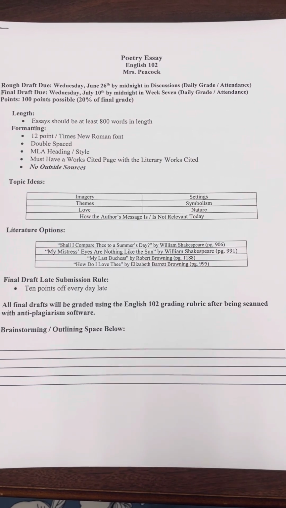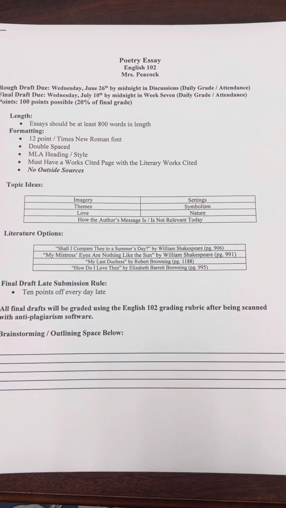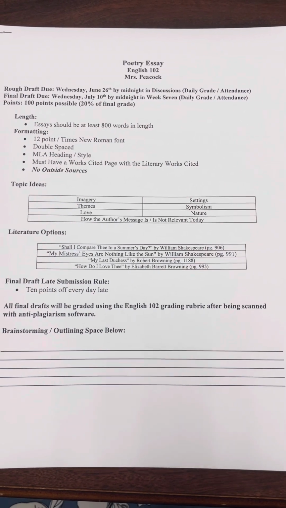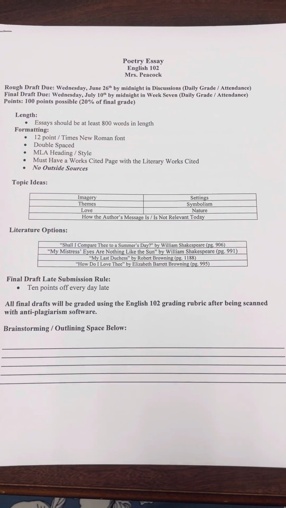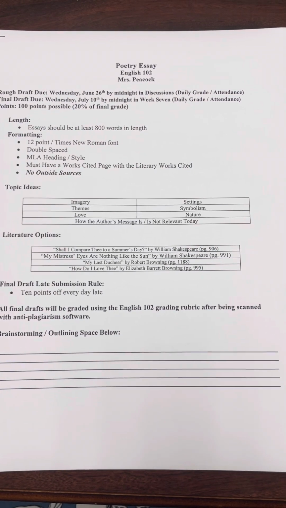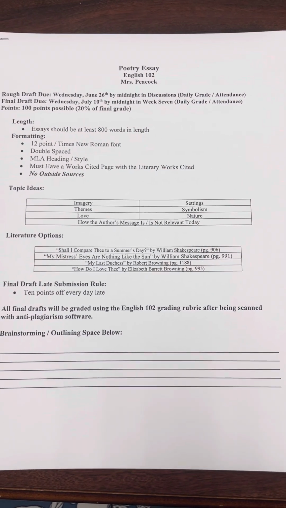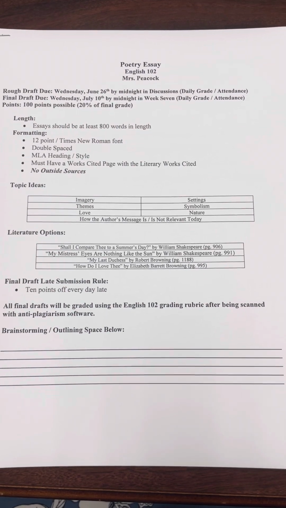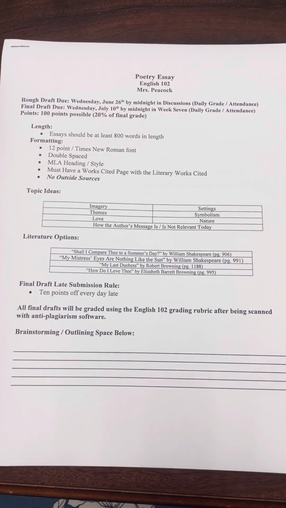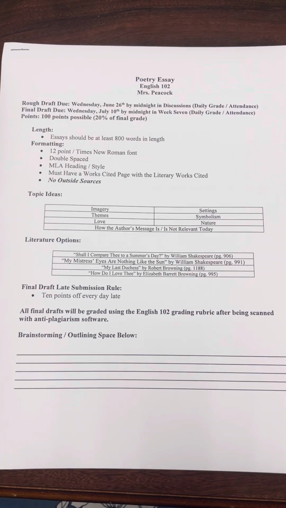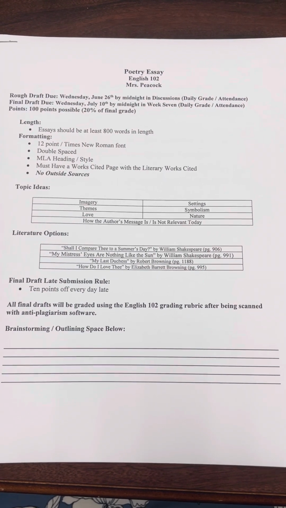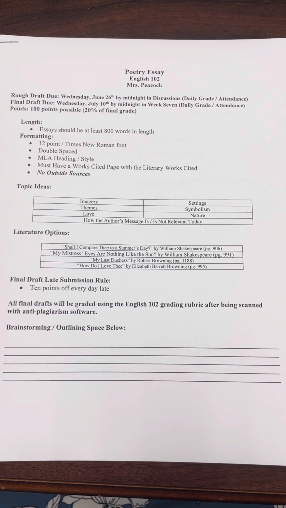So say, for instance, you choose "Shall I Compare Thee to a Summer's Day?" You would, of course, be able to focus on love. It's a love poem, of course. Nature is very present. Not only is he comparing her to summer, but he compares her to the sun and a lot of nature elements. And then you could focus on how the author's message is or is not relevant today. Is this a type of love that you feel like is still relevant to a modern reader? So really just depending on which poem speaks to you as a reader and which literary elements you want to focus on, you can kind of sculpt your essay.